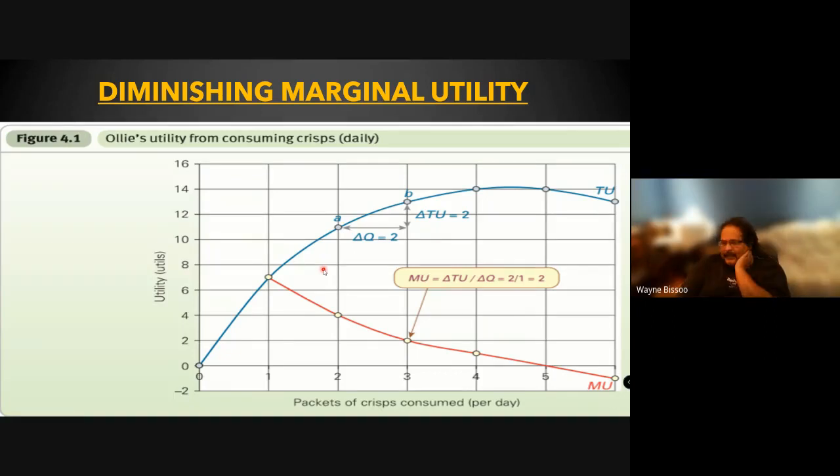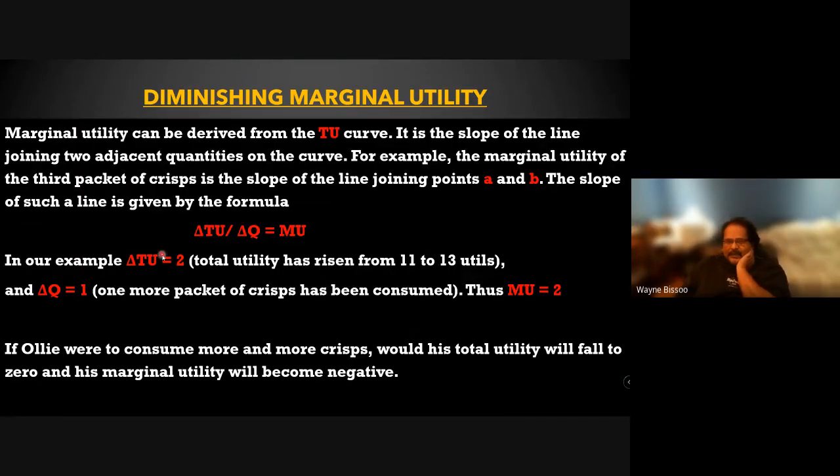So the idea that they're looking at here is that in our example, the change in total utility is equal to 2. Total utility has risen from 11 to 13. And the change in Q is 1. 1 more packet of crisp has been consumed. Thus, the marginal utility is going to be equal to 2. Now, this is just the calculations in its full form. If Ollie were to consume more and more crisp, would his total utility fall and his marginal utility become negative?